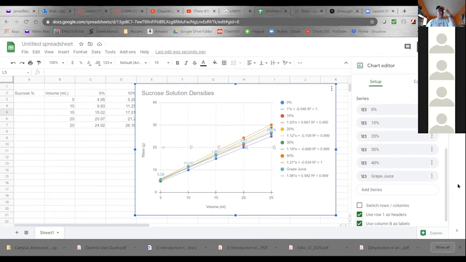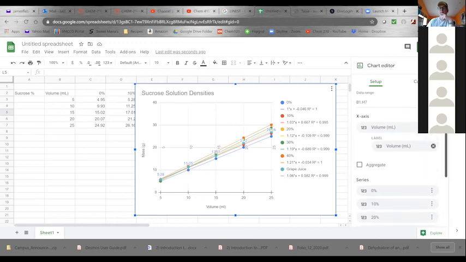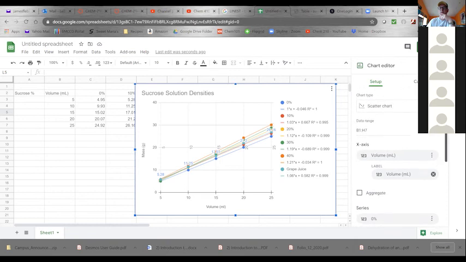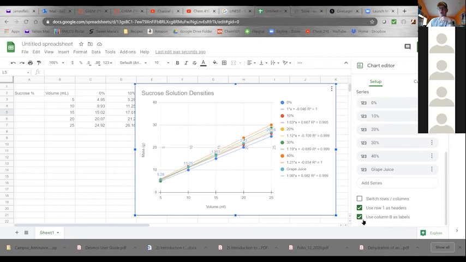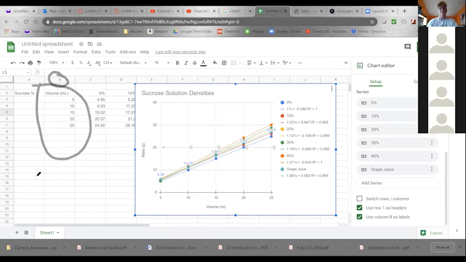That was it. For some reason, so I went under setup, and hadn't happened before. So under chart type, I went down here and it said use column B as labels. So column B, as you can see, is the volume. So column B here is the volume. So when you plot this, make sure that this is checked. Use column B as labels.